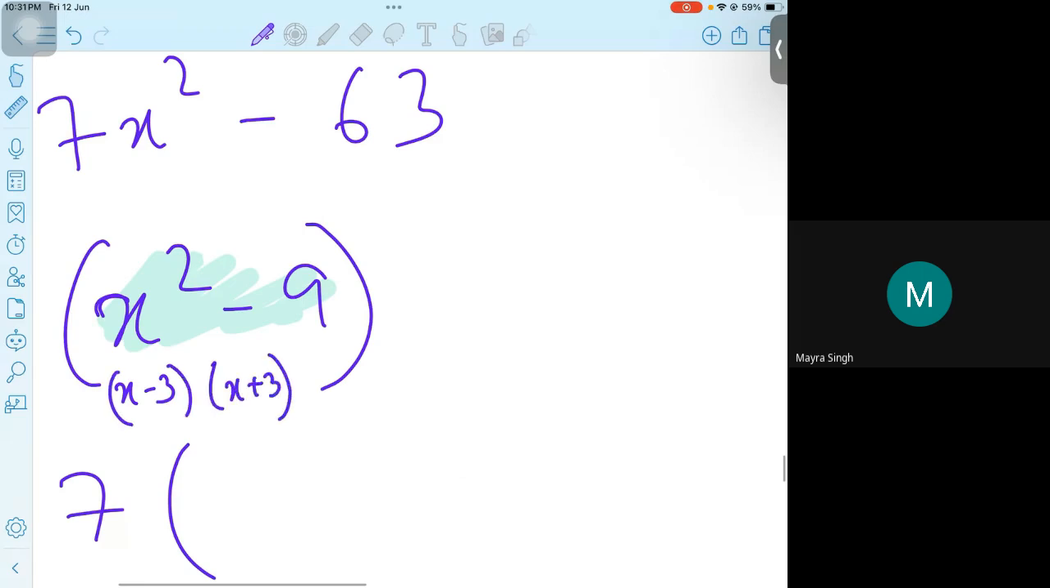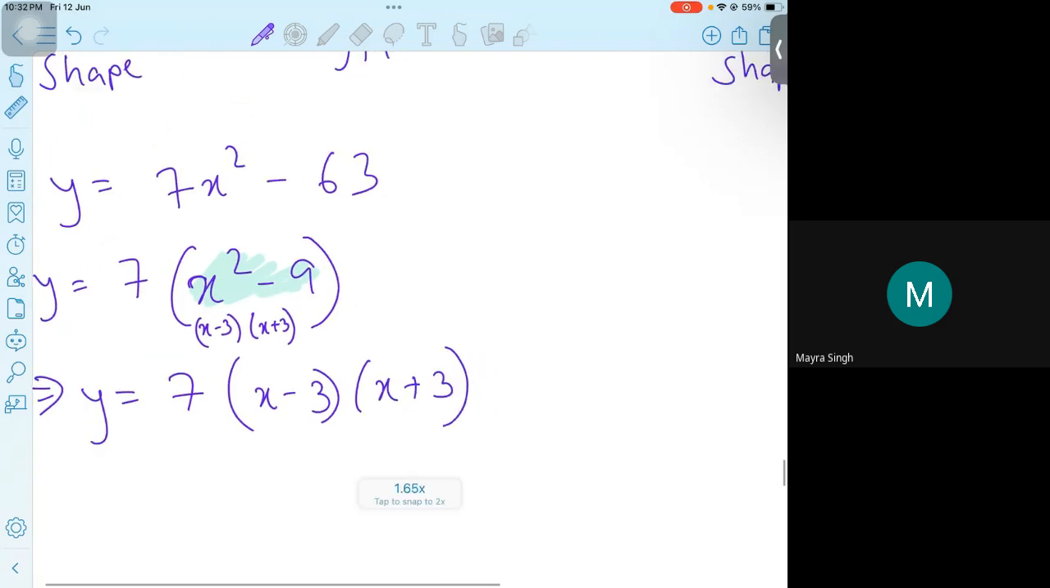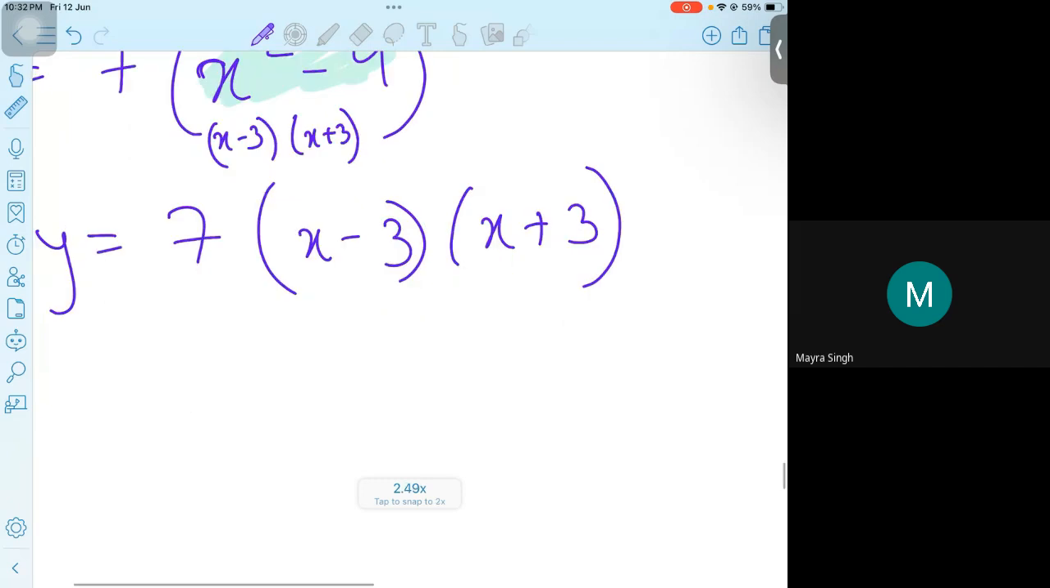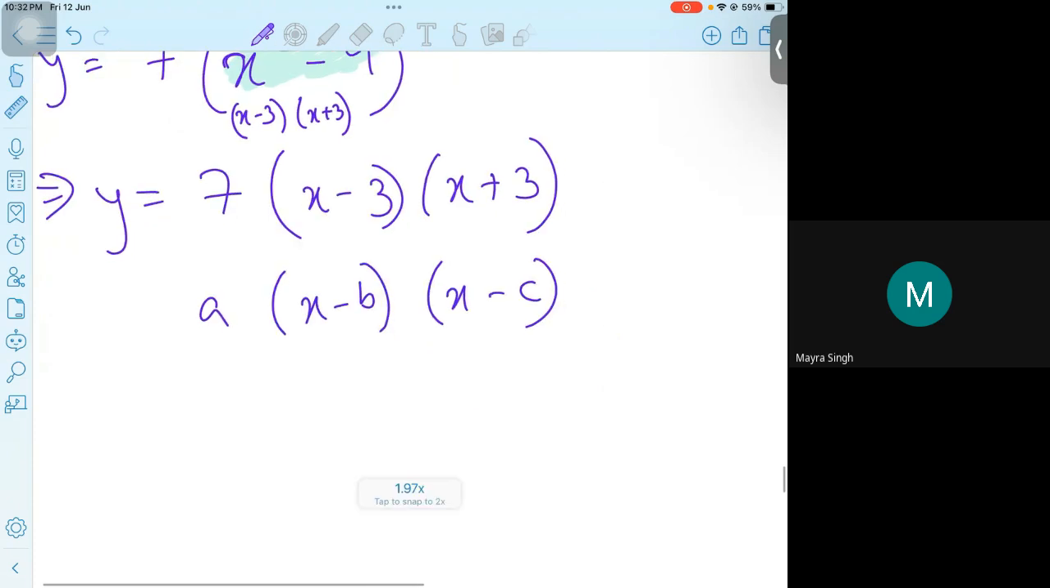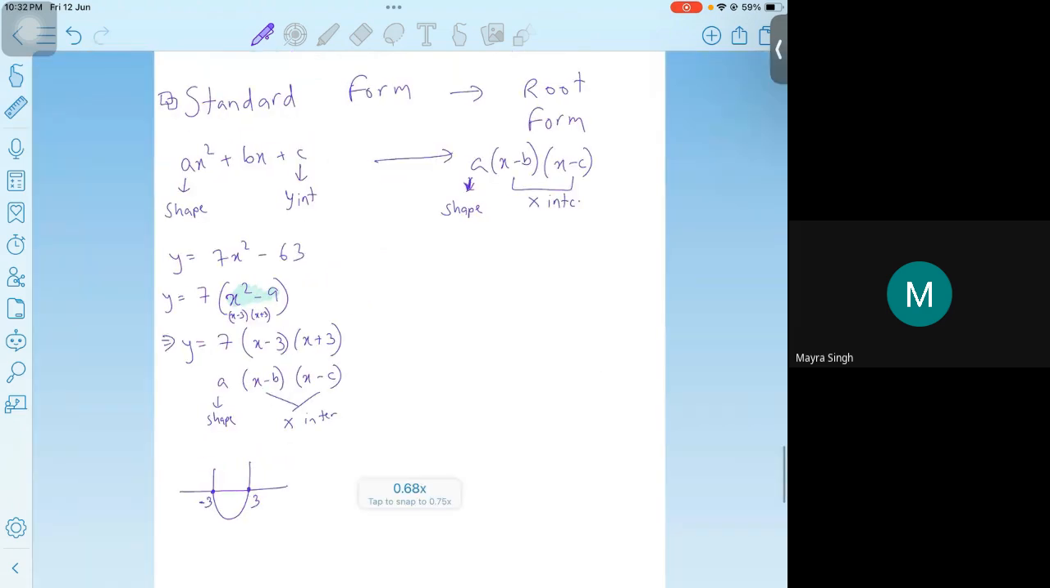I hope you know this. Please let me know if there's any confusion. I'm right here to clear that. So you're left with this, right? And this is, in very basic terms, a(x - b)(x - c), where a is the shape and these two are the x-intercepts. So the graph is going to look something like this: this is negative 3 and this is positive 3. Any questions?